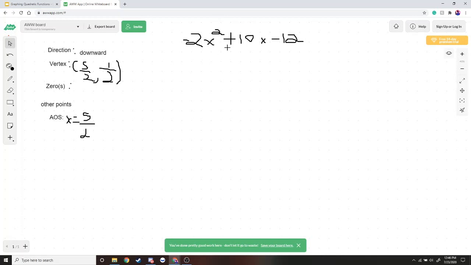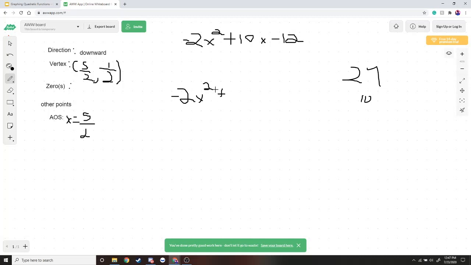To do this, we're going to factor by grouping since a is not equal to 1. So minus 2 times minus 12 is 24, and we need to find something that multiplies to 24 and adds up to b, so 10. The first thing that comes to mind is 6 and 4. So we're going to group those numbers and pair them up with terms that have a greatest common factor. These are all even numbers, so they'll all have a greatest common factor. It doesn't matter what order you put it in.